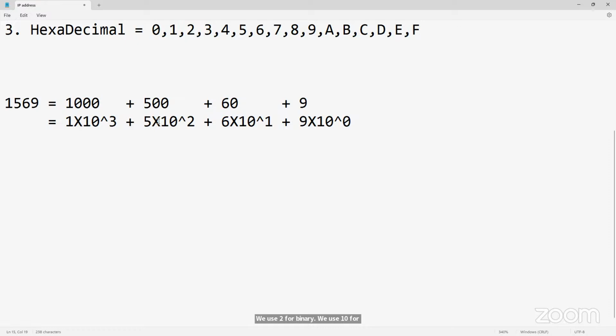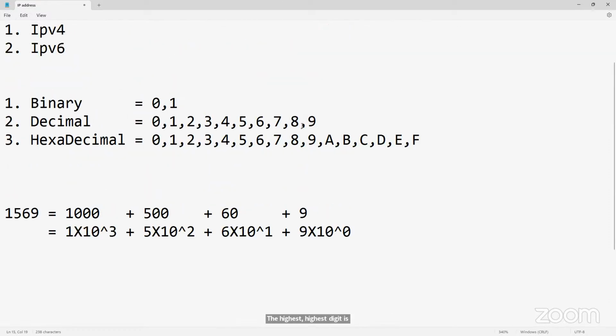Perfect. The highest digit here is 9. Count that, 0 to 9, the number of digits is 10 in decimal. Correct, these are decimal numbers, whose base is 10. The count is 10.